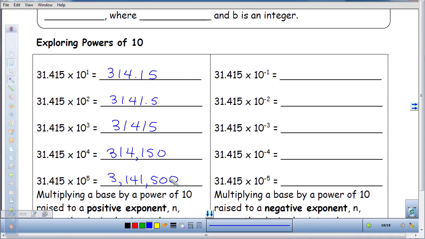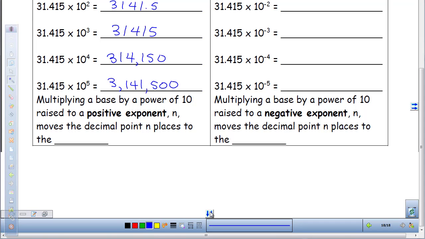All right, so when we multiply a base by a power of 10 raised to a positive exponent n, the decimal point moves n places in which direction? To the right. Okay, so when I multiplied, let's say, 31.415 by 10 cubed, then our new number moves the decimal place 1, 2, 3 spaces to the right. We got 31,415. Okay, so multiplying by 10 raised to a positive exponent moves the decimal point to the right.